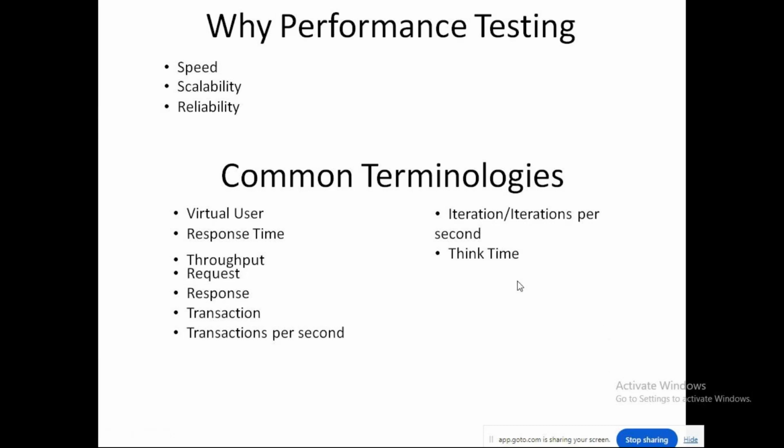Think time. Very, very important, guys. Tell me, sir. Iteration, we said, is one complete user flow. So for the purchase a product scenario, it will take some 5 minutes for an iteration, for example. So what will be iterations per second, sir? The iteration won't be complete per second, right? So how do we call it iterations per second?